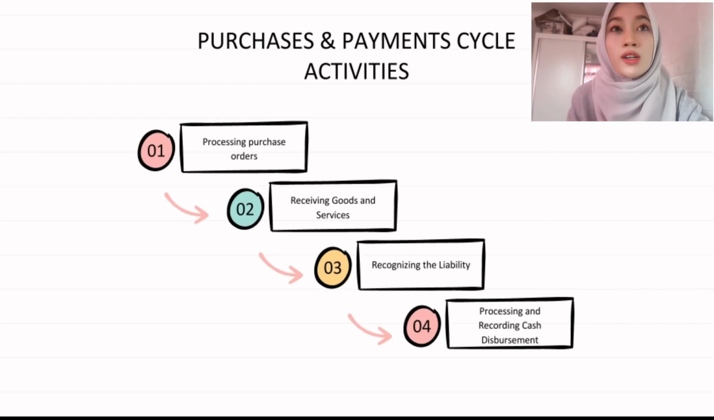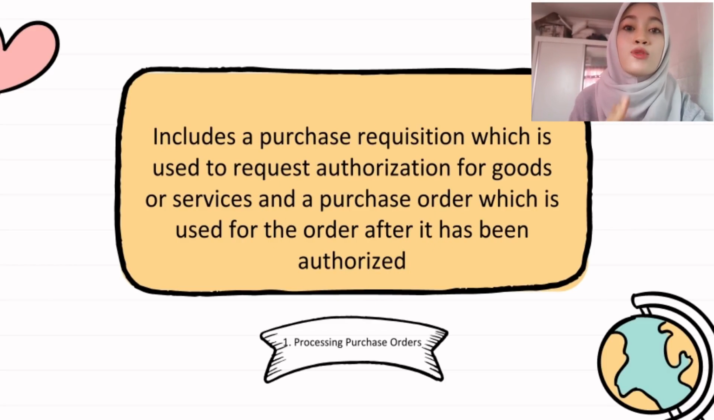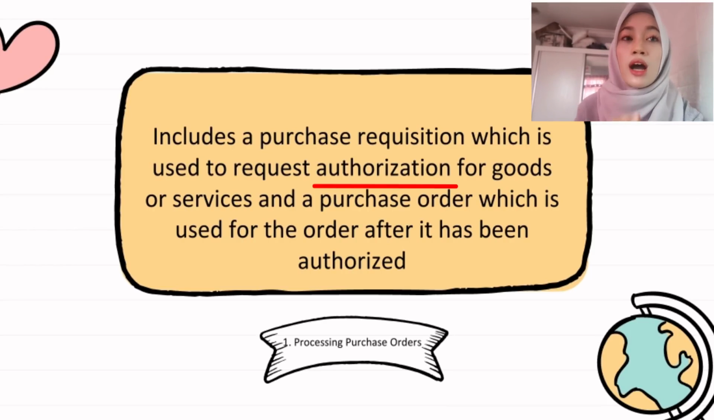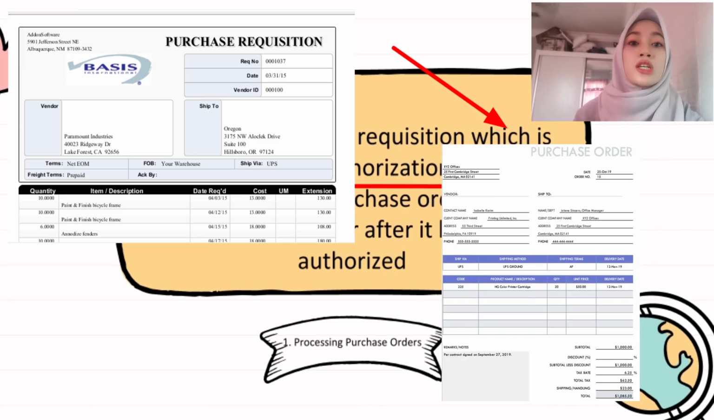When a company wants to make a purchase, what do they have to do? First, they have to prepare something called a purchase requisition, which is used to request authorization for goods or services. So before you can place a purchase, you have to ask for permission. Kita kena minta permission dulu. And to ask this permission, we have a document called a purchase requisition. Now this purchase requisition goes to the purchase department.